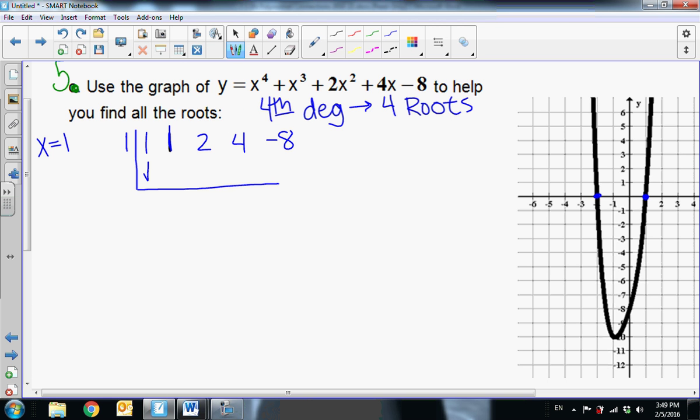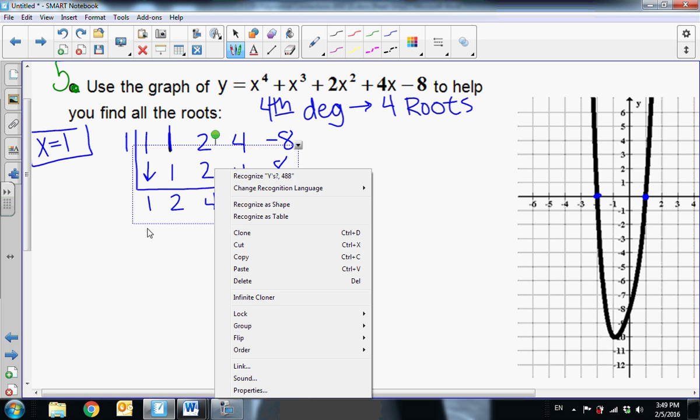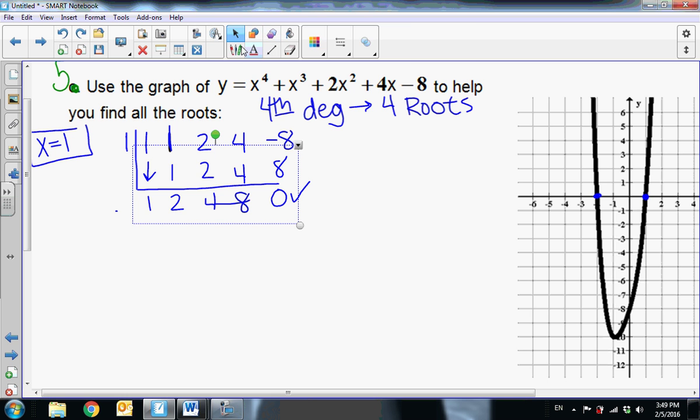All right. So bring down your 1. You get 1, 2, 2, 4, 4, 8, 8, and I get 0. What does it mean that I get a remainder of 0? Very good. x equals 1 is a root for sure. It also means that when you divide by x minus 1, this is what you get left over.